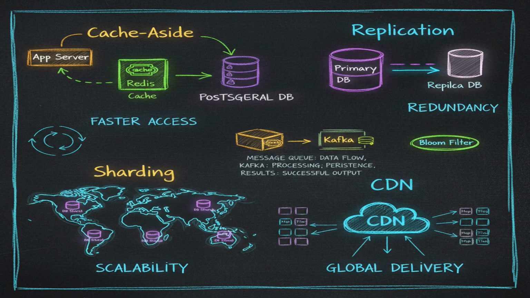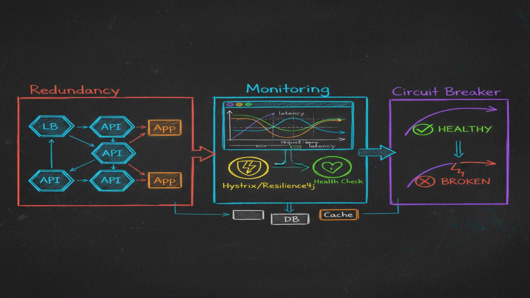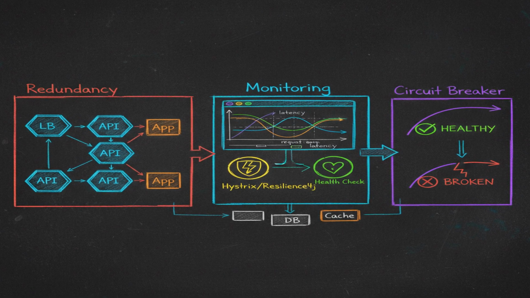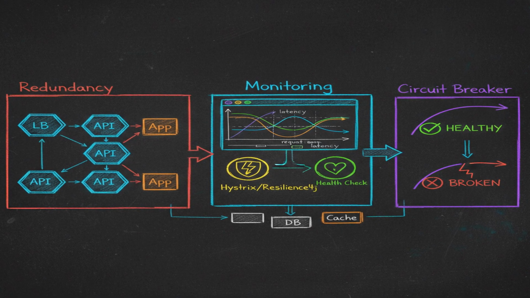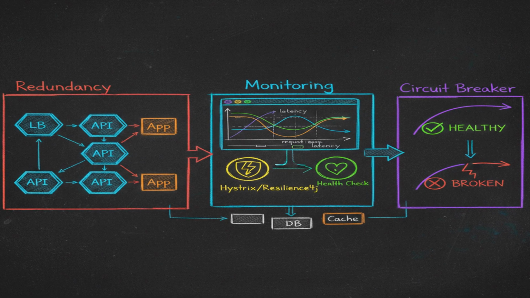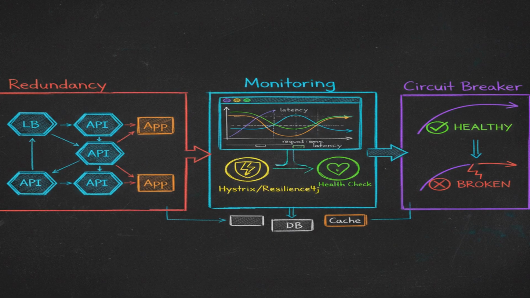Remember the 10 million trips daily. Sharding is crucial to handling that volume. For fault tolerance, we'll use redundancy at every level. Multiple load balancers, API gateways, and application servers. If one component fails, the others can take over. We'll implement circuit breakers to prevent cascading failures.